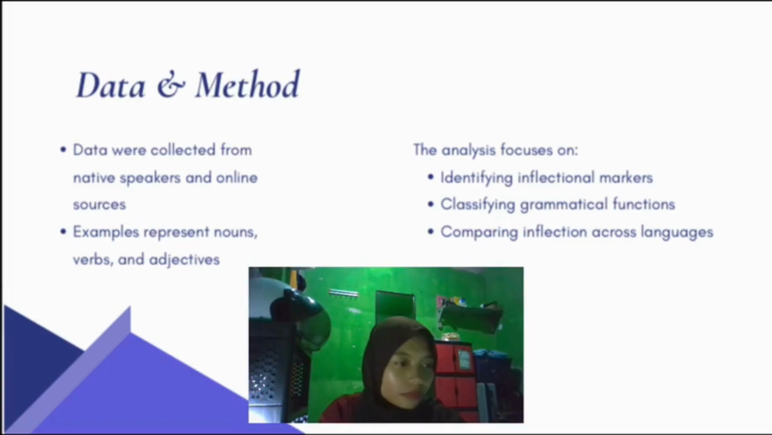And the analysis focuses on, the first one is identifying inflectional markers. The second one is classifying grammatical functions, and the last one is comparing inflection across languages.